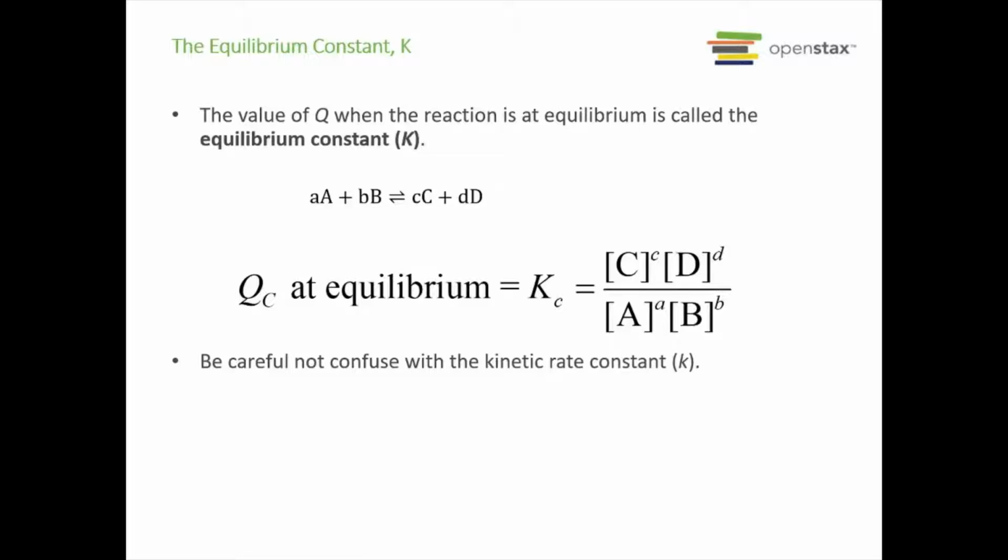So when we reach equilibrium, the value of Q is called the equilibrium constant, or K, big K, not little k that we looked at in kinetics, from last chapter. So this is a capital K, the equilibrium constant. At equilibrium, Qc is equal to Kc. You solve for it the same way that we do for Qc, but once we're at equilibrium, Q becomes K. Again, don't confuse it with the kinetic rate constant.